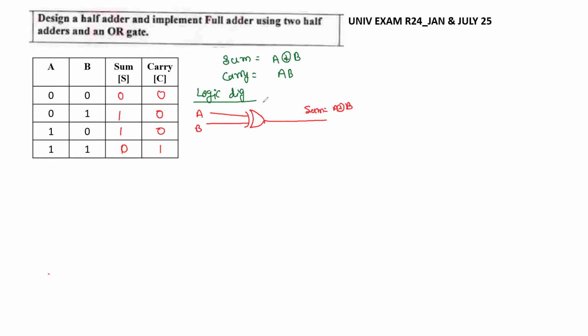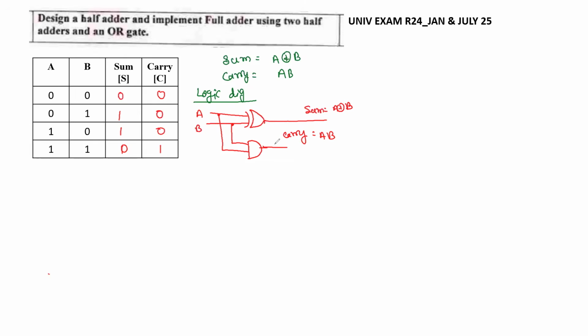Next, for the carry, an AND gate is required, and we take the same wire connection. The same A and B are given as input here. So this is going to represent the carry. The carry expression is AB.